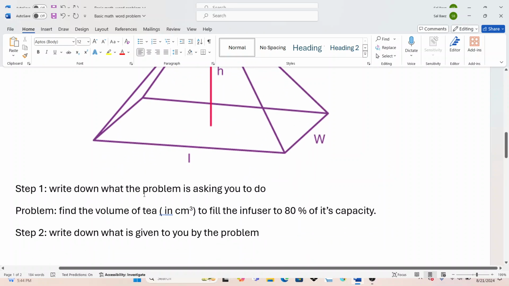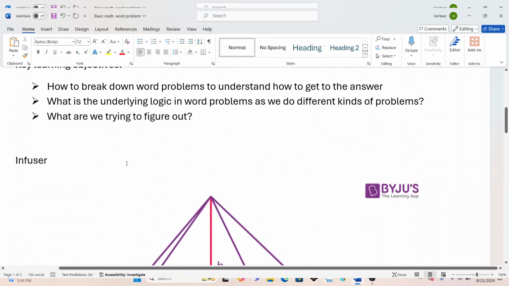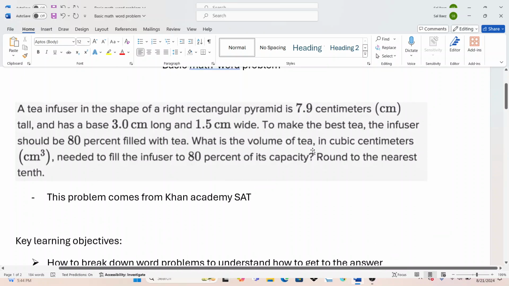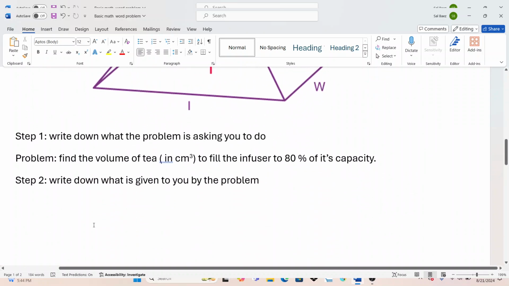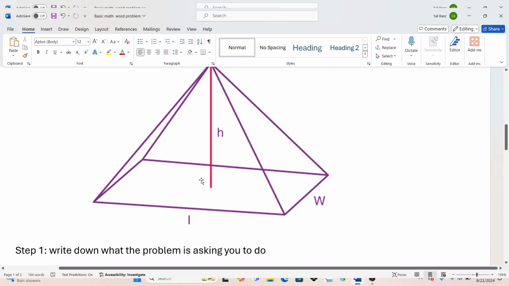And as I said, when I did this problem, I had to write down the problem first. You can write it in your own words, or you can just look at the question first. I'll go straight to the question, write it in my own words, and then write it here to help me remember what we're looking for. So we're finding the volume of tea in centimeters cubed. Some people say it as to fill the infuser to 80% of its capacity. And by 80% of its capacity, what it's saying is let's pretend you fill this with water.